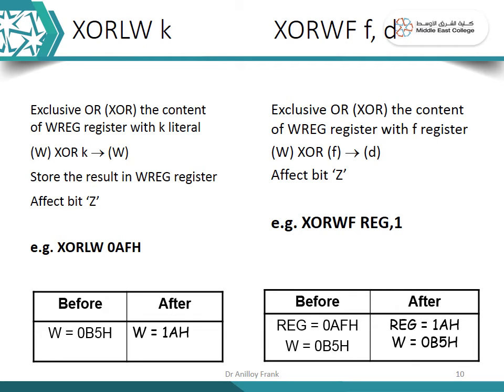The XORLW and XORWF instructions. The XORLW is an exclusive OR logic operation of a value with the W register and stores the result in the W register. The XORWF instruction is the exclusive OR of the file register with the W register and stores the value in the destination: D equal to 0 in the W register and D equal to 1 in the file register. Both instructions affect the Z flag.